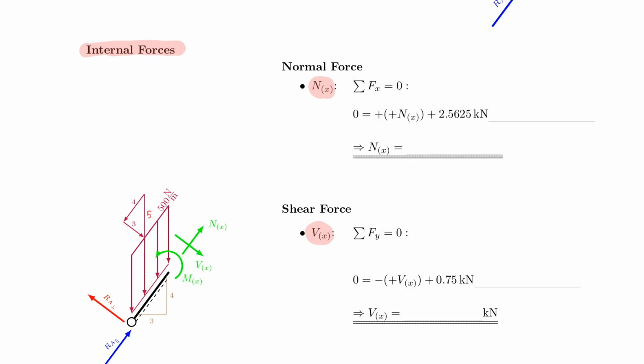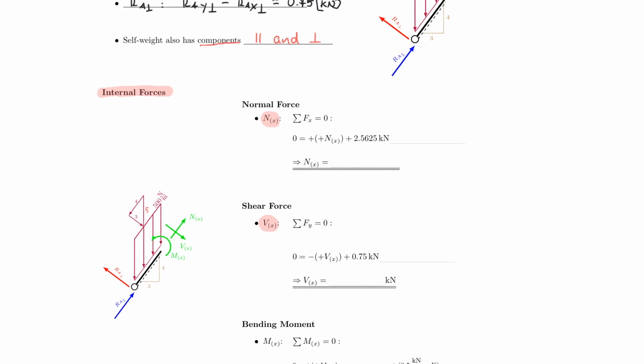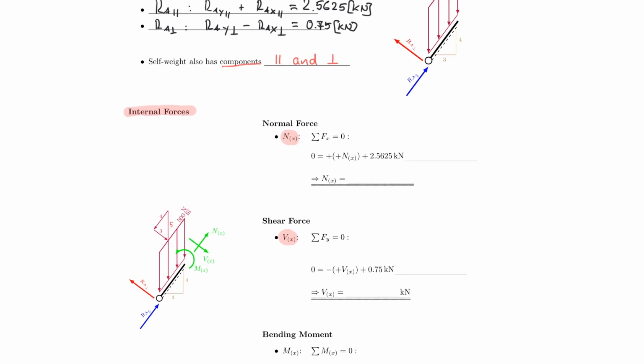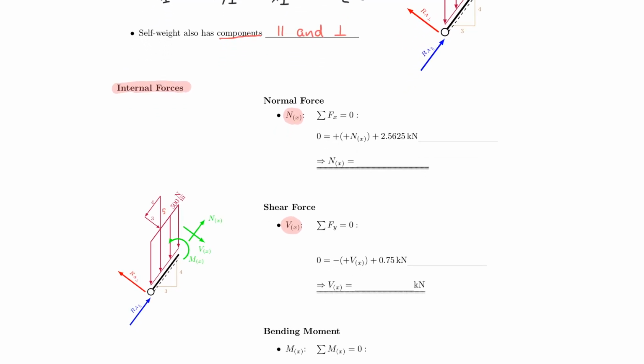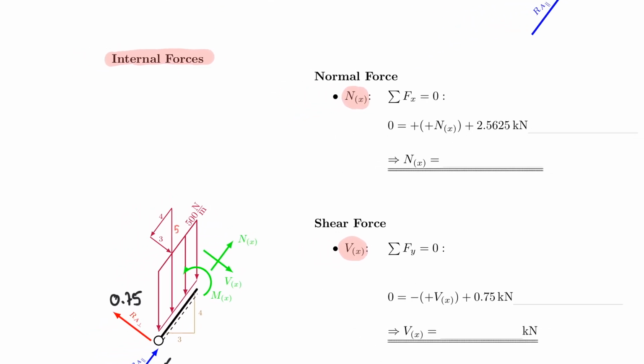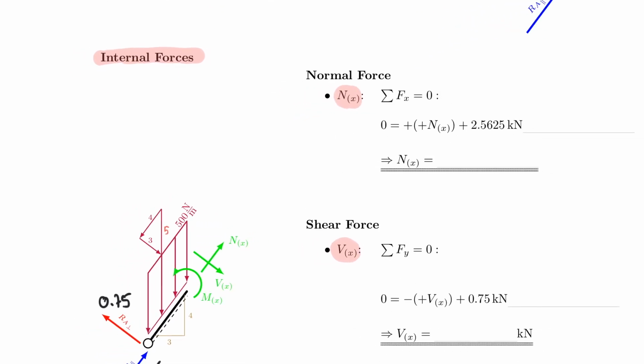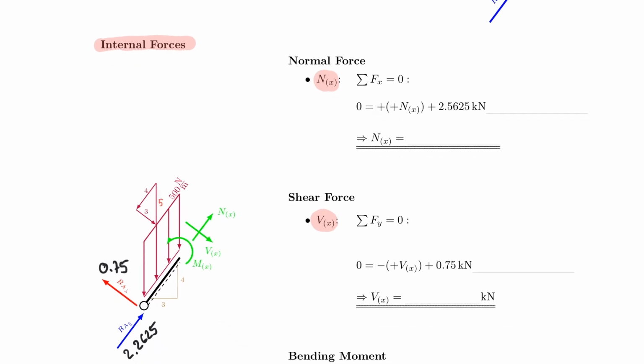So let's look at it for the normal force and shear force. Before I do that, I think it's smart to use my numerical values here and add them. So RAy parallel is 2.2625 and RA perpendicular is 0.75. So let's look at our normal force. So as always, and as we have done before many times, we're just going to set the sum of the forces in x equal to 0. Just be careful with the x, because x now runs along the dashed fiber.